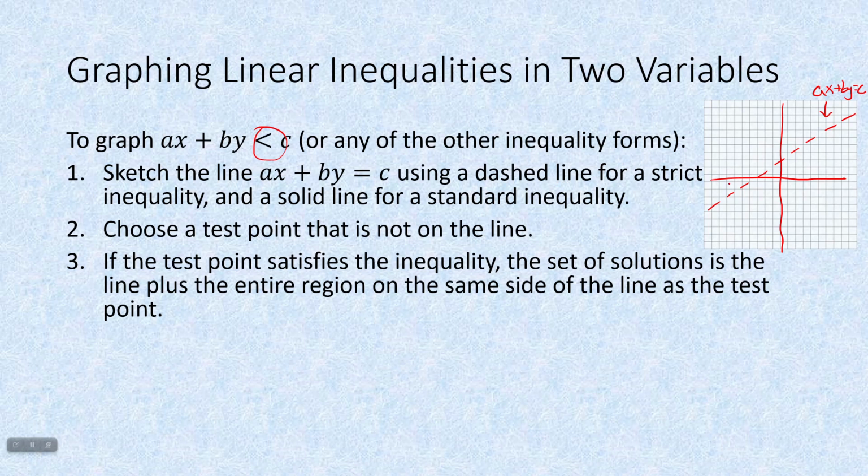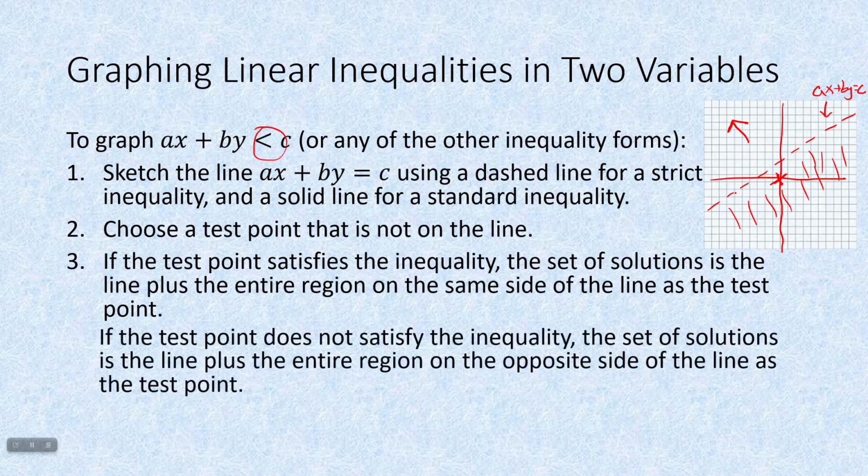So then we'll choose a test point that's not on the line. My favorite test point is always 0, 0. 0, 0 is easy to substitute. The only problem is if your line happens to go through 0, 0. If the test point satisfies the inequality, the solution is the line plus the entire region where the test point is shaded. If the test point is not true, then you would shade opposite of the test point, and this is our barrier line to determine.